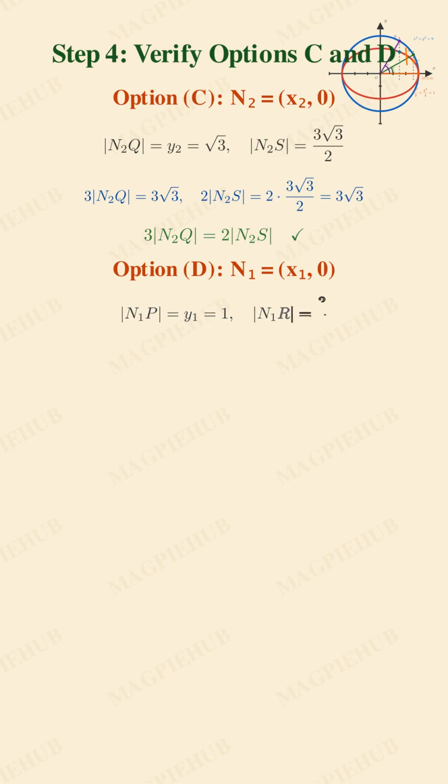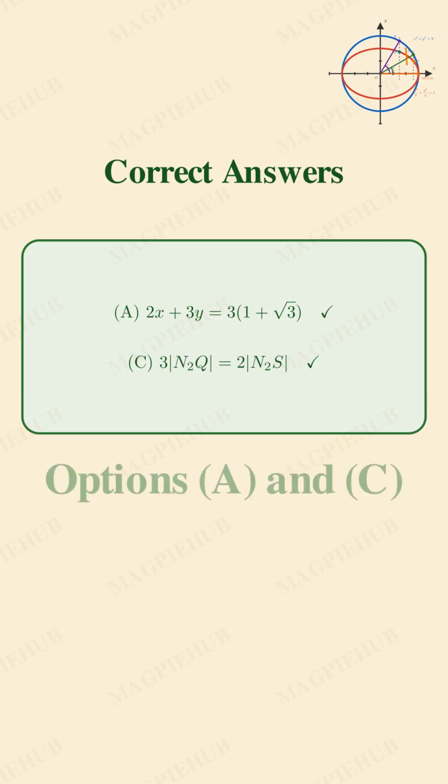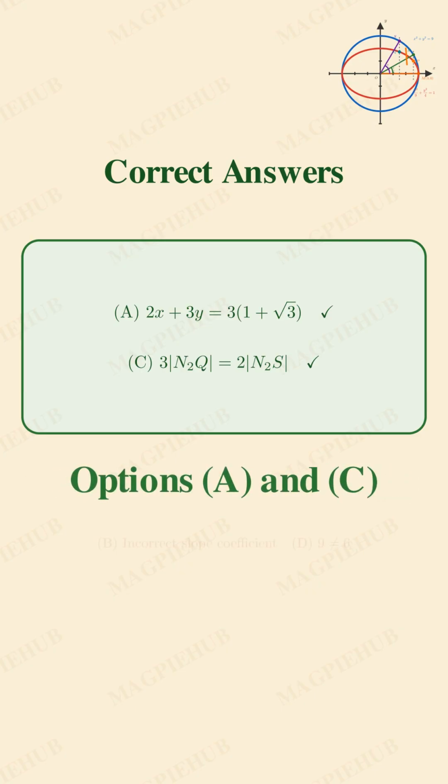For option D, N1P equals y1 which is 1, and N1R equals 3 over 2. 9 times 1 is 9, but 4 times 3 over 2 is only 6. These are not equal, so option D is incorrect. The correct answers are options A and C. Option A gives the correct equation of line PQ as 2x plus 3y equals 3 times (1 plus root 3). Option C correctly states that 3 times N2Q equals 2 times N2S. Options B and D are incorrect.